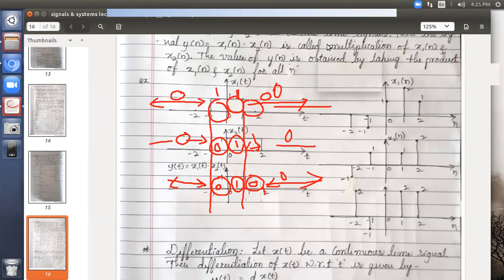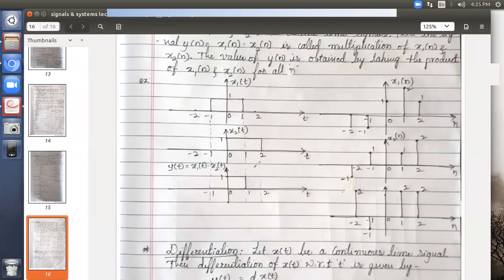So only between 0 and 1 does the amplitude exist, because there is a common amplitude here in both. Here amplitude is 1 and 0. Here amplitude is 0 and 1. So this is also 0. This is also 0. Here it is 1, 1. Only between 0 to 1, the value exists. Let's take one more example. This was about continuous time multiplication. Now let's see the discrete time.